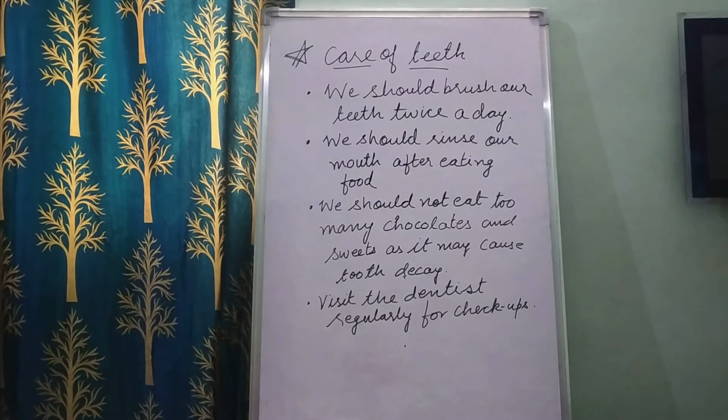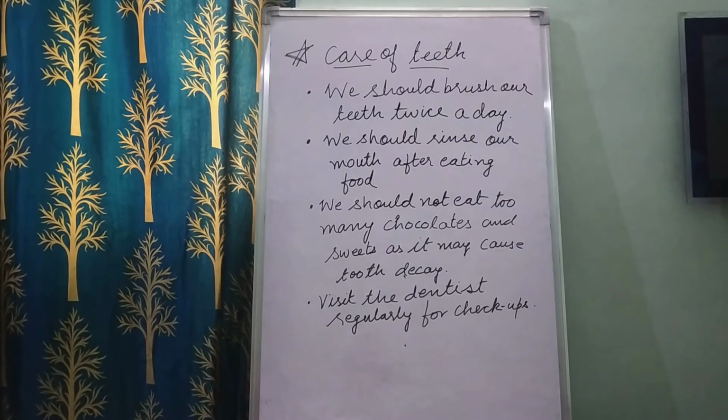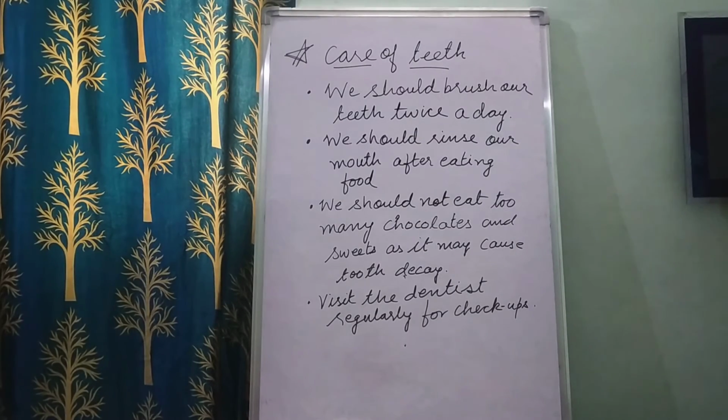So, children, first of all, brush your teeth at least twice a day, once in the morning and once before going to bed. Now, how are you going to use the brush to clean your teeth? Use an up and down motion. Brush the top teeth downward and the bottom teeth upward. The top teeth, the brush will be downward, and the bottom teeth, the brush should be upwards.